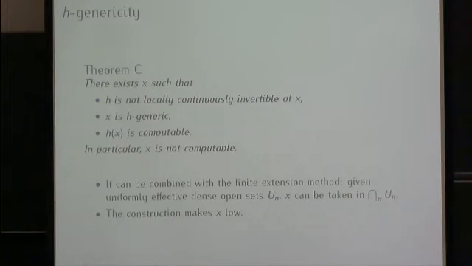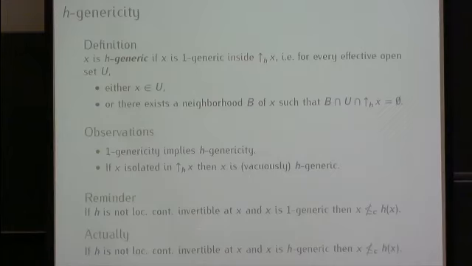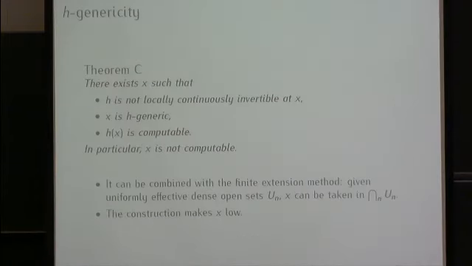And we have this theorem that there exists X such that H is not continuously invertible at X, X is H-generic and H of X is computable. In particular, X cannot be computable because of the previous slide. Because of this, it cannot be computed from its image. And actually, this construction can be combined with the finite extension method, and the construction also makes X low.